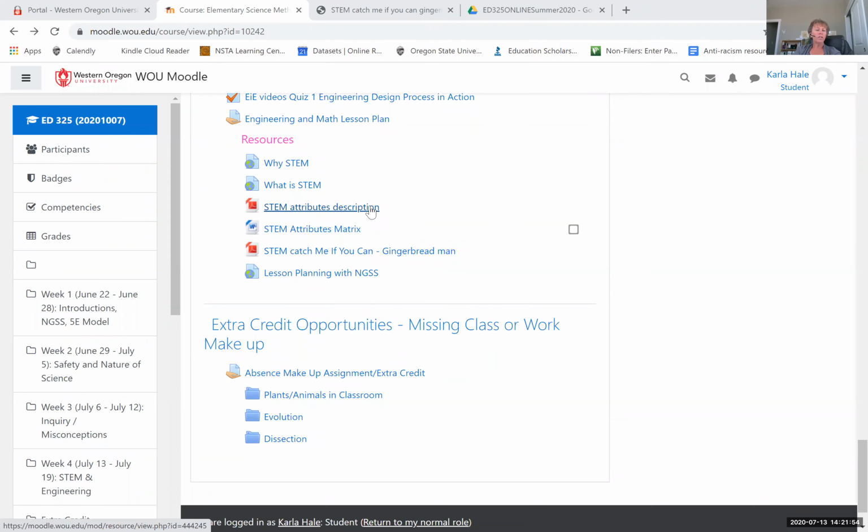And so let's just talk a little bit about, so what did you learn about STEM? What is STEM and what are some important parts of STEM? STEM is hands-on connected learning. Excellent, Abby, yes.